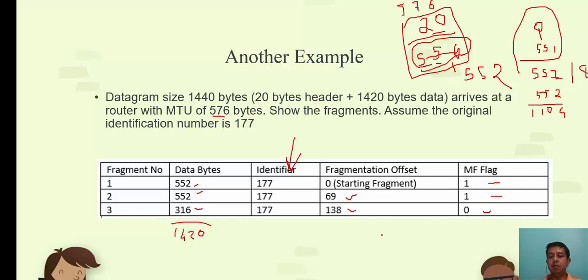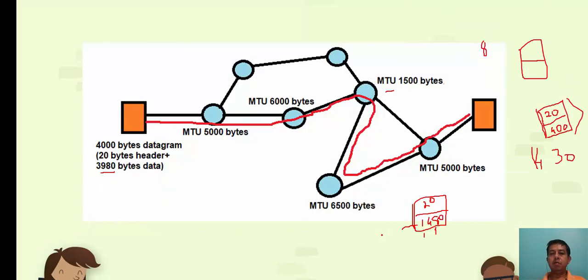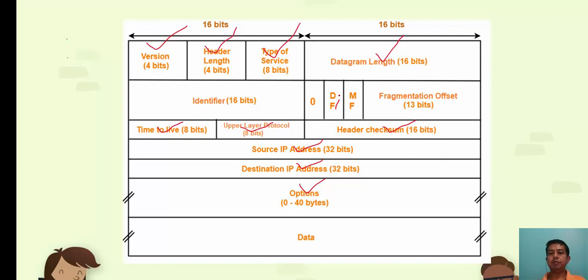Clear? I hope fragmentation is clear, and given any situation, you should be able to fragment and find the related values. The most important is obviously the amount of data which you insert. Remember, it has to be divisible by 8, and once you insert the data, finding the fragmentation offset is fairly easy. And then you have to set the MF flags. Basically, you set the MF flag as 1 for all the fragments except the last one, and in the last one the MF flag should be set to 0. Clear? Now remember, there was another flag which was shown as DF, this particular flag.